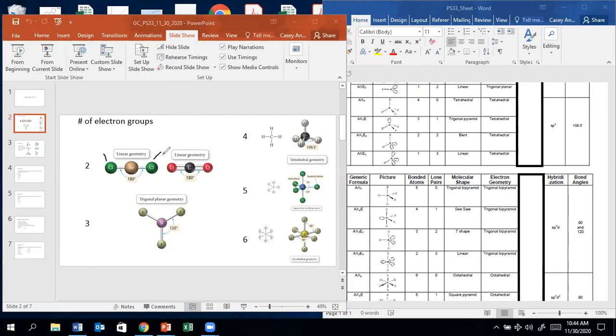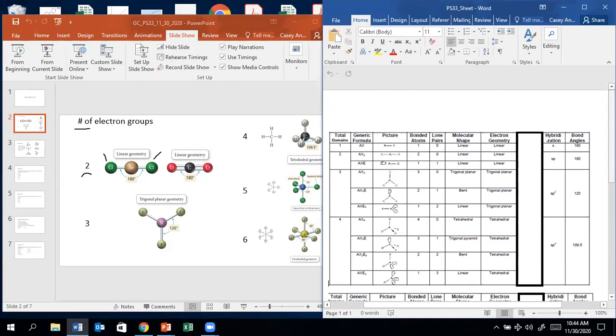So it has two electron groups. That's what this two means, right? And what we're going to be focusing on mainly on Wednesdays, because we're running out of time here, is to figure out what is the actual geometry for our molecules. And that is where this sheet that I posted on Blackboard comes in. This sheet tells us what our geometries are for any possible type of molecules.